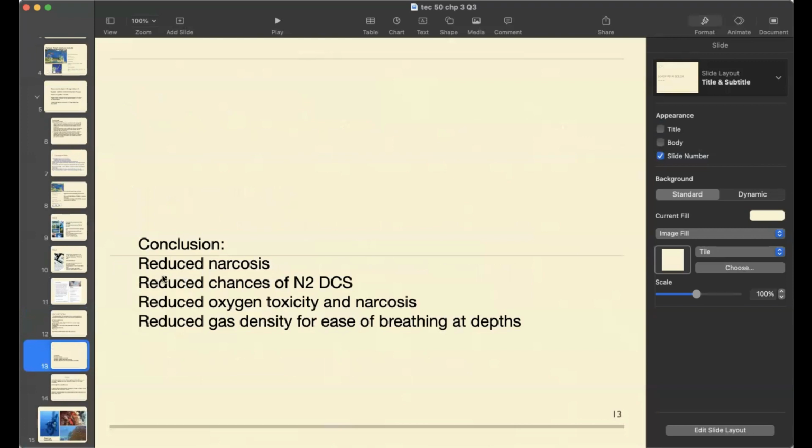The conclusion is that if you are using Trimix, it reduces the narcosis, reduces the chance of nitrogen DCS when you're going up, reduces oxygen toxicity at depth and narcosis at depth, and reduces gas density for ease of breathing at the depths.